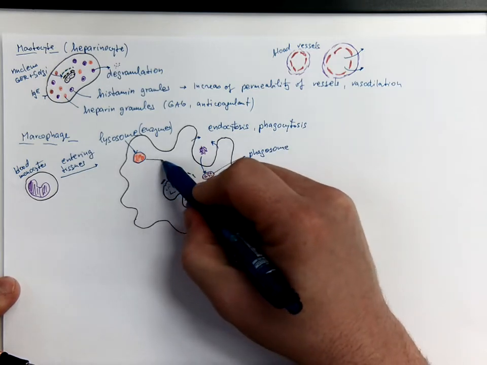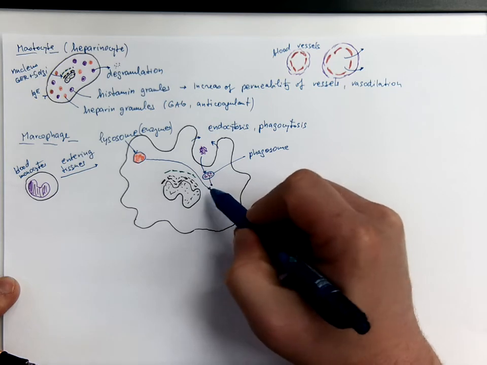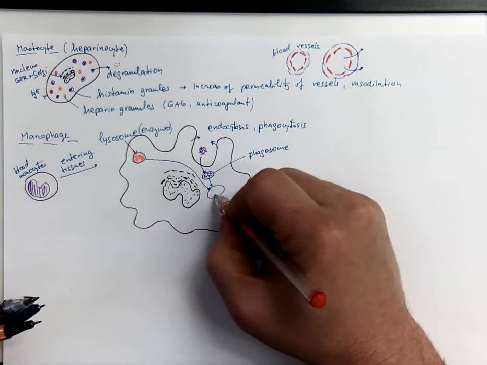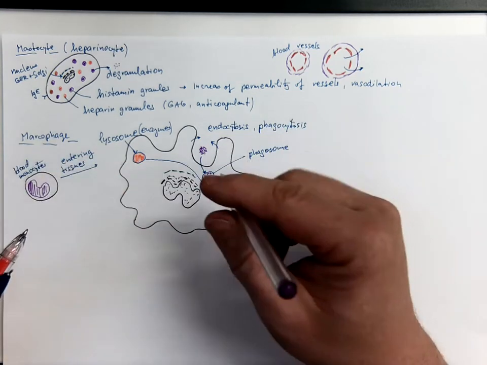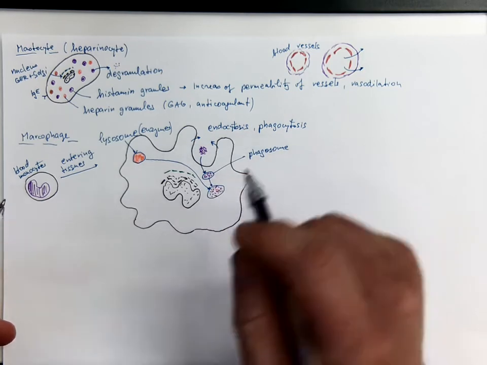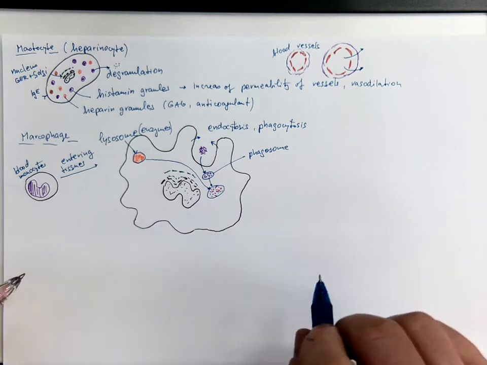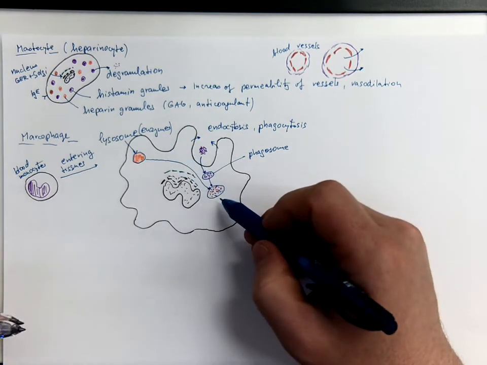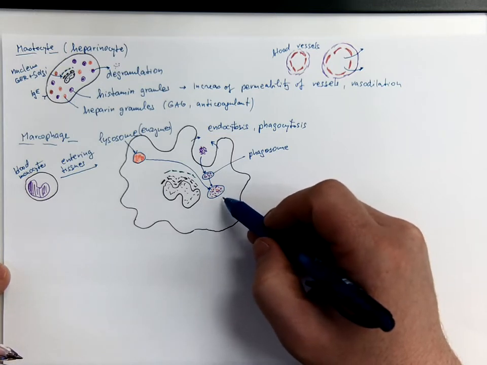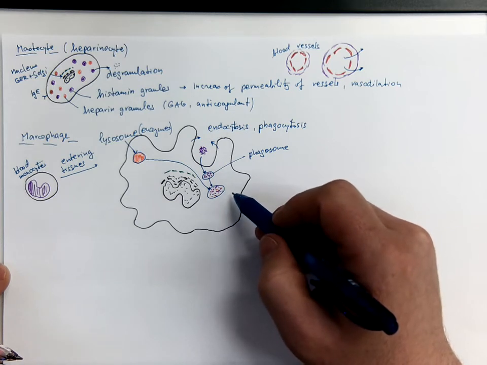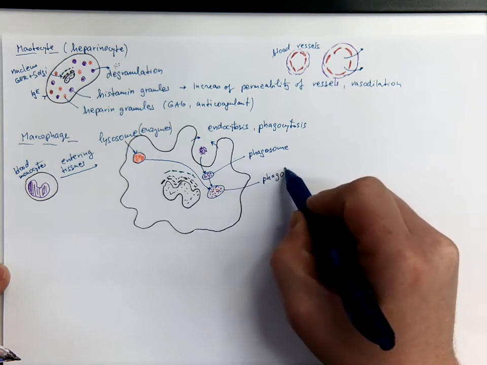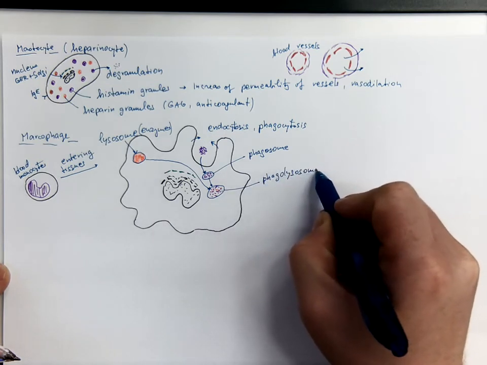They merge with the lysosomes into phagolysosomes, where most of the content of the phagosome is chemically destroyed by various mechanisms: hydrolytic enzymes, reactive oxygen species, such as superoxide and peroxide ions, etc. So this is a phagolysosome.